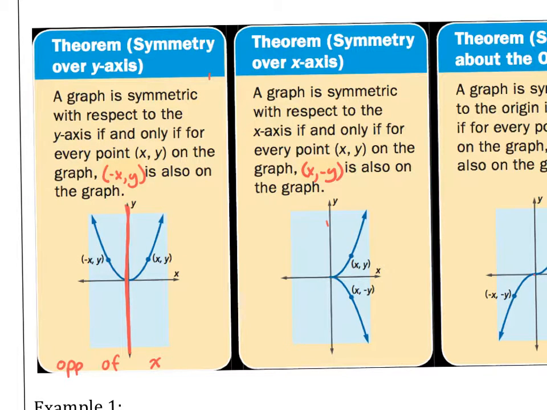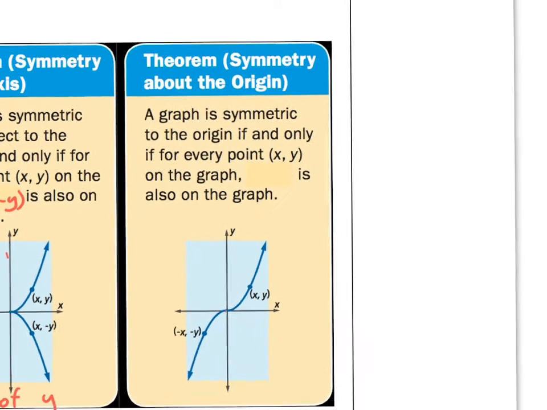So let's unpack this one. A graph is symmetric with respect to the x-axis if and only if for every point (x, y) on the graph, (x, -y) is also on the graph. So if we want to reflect something across the x-axis, we just take the opposite of y. Notice what we're taking the opposite of. If I want to reflect it on the y-axis, I take the opposite of x. If I want to reflect it on the x-axis, I take the opposite of y.